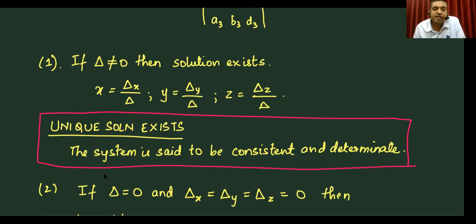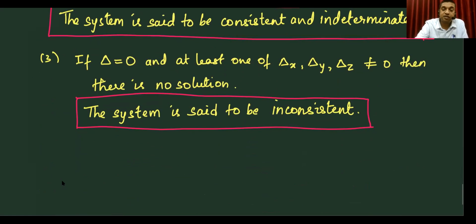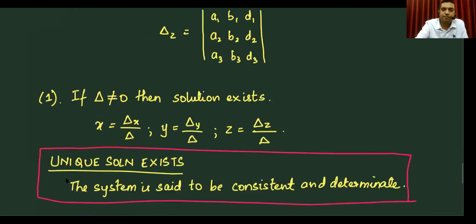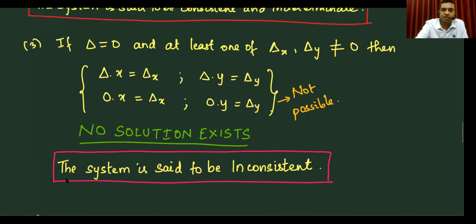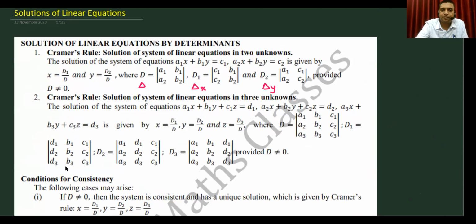So with this method, we can solve the equations whenever it is required. That is why it is very, very useful. Matrices and determinants are extremely useful. So this is the method of Cramer's rule.